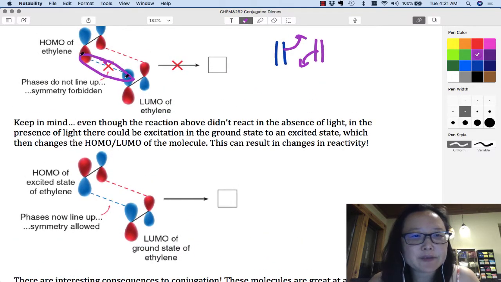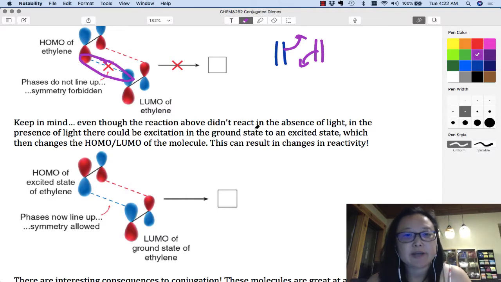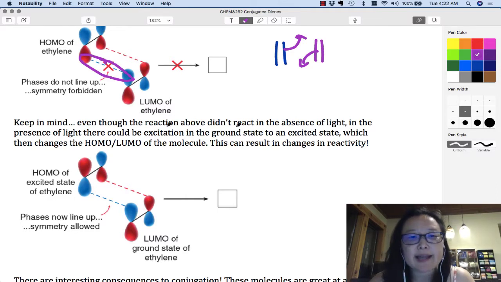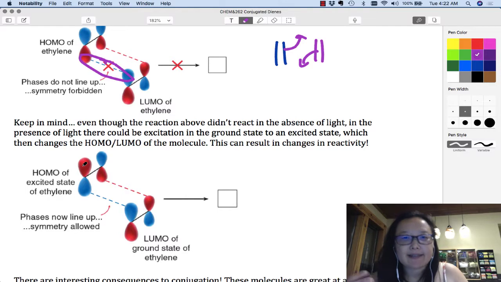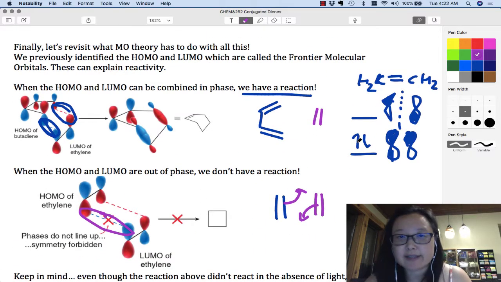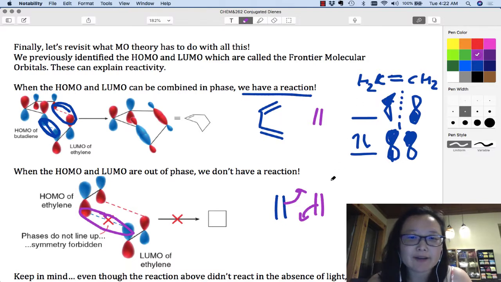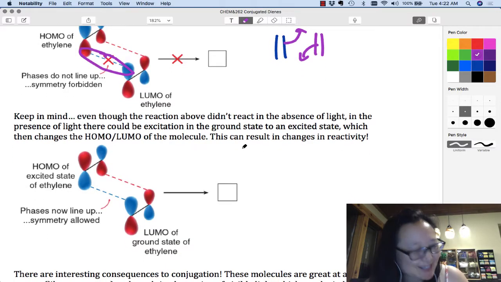Now, even though the two ethylenes here didn't react because they're out of phase, it's possible that with some light energy, photons, heat, you can get excitation, right? So the electrons can jump up to a higher state. So now this is an example of what we call a photochemical reaction. So you have photons that excite the molecule. It's possible you can change the HOMO and LUMO, because HOMO and LUMO is determined by where the electrons are, right? So if we excite the electrons, then our LUMO becomes our HOMO now. Okay, so this results in changes in reactivity.